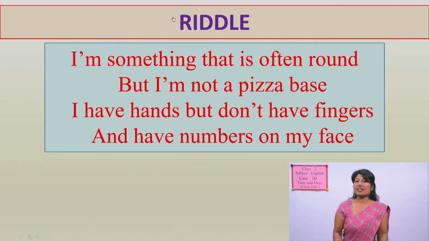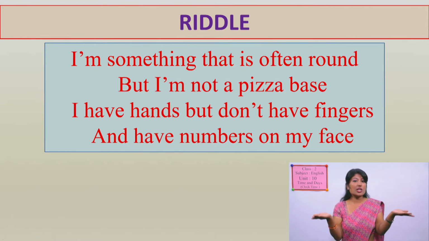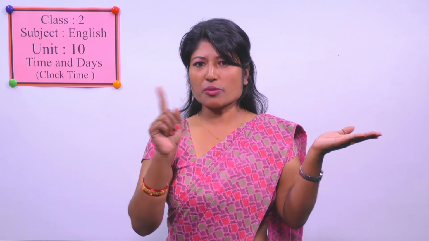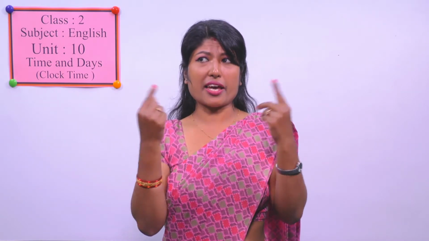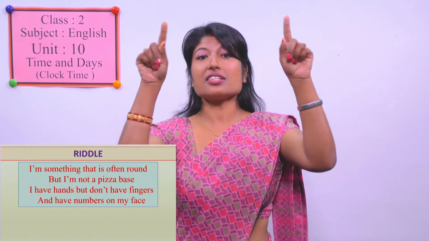The riddle is, I am something that is often round, but I am not a pizza base. Have you eaten pizza? What's the shape of pizza? Round, right? And we cut that into slices and eat. But not pizza base. Pizza base is like chapati, roti, right? How is it? Round.